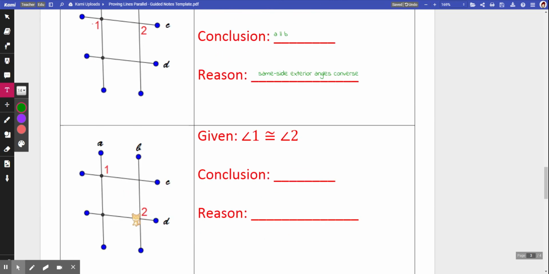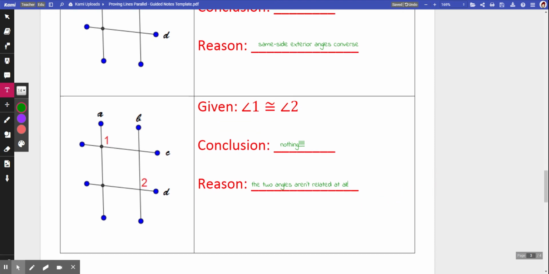Now for this last one, it's actually kind of a trick question. Angle 1 and angle 2 look kind of like corresponding angles, but they actually have nothing to do with each other. This intersection isn't connected to this intersection in any way. I could take line B and line D and move them around and it wouldn't affect angle 1. So because the two angles are completely unrelated, there's nothing that you can conclude. It's just a trick question. So there you have proving lines parallel in a coordinate plane.